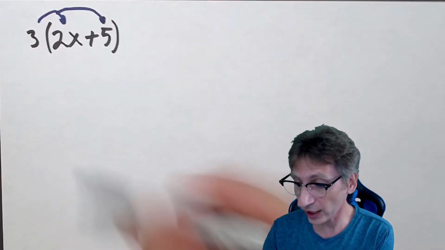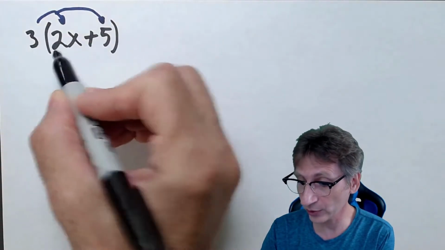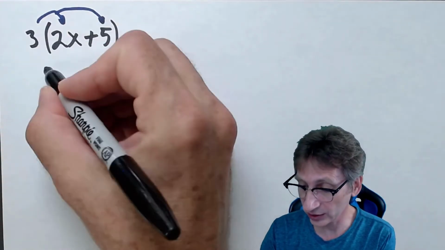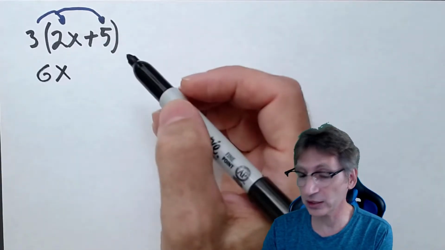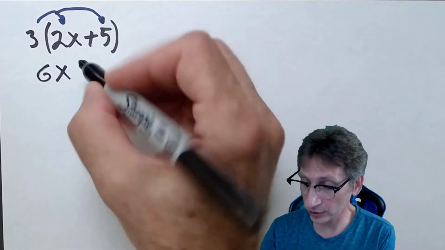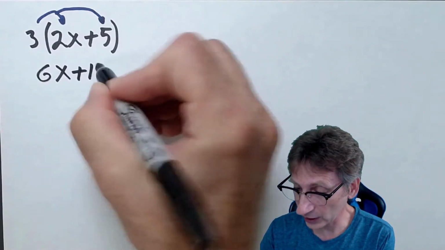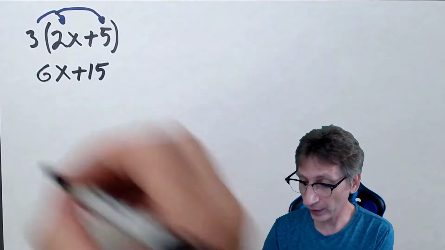So 3 times 2x, we're going to multiply the 3 and 2 to get 6. This gives us 6x. And then we have 3 times positive 5, so we write down positive 15. That's it for this one.